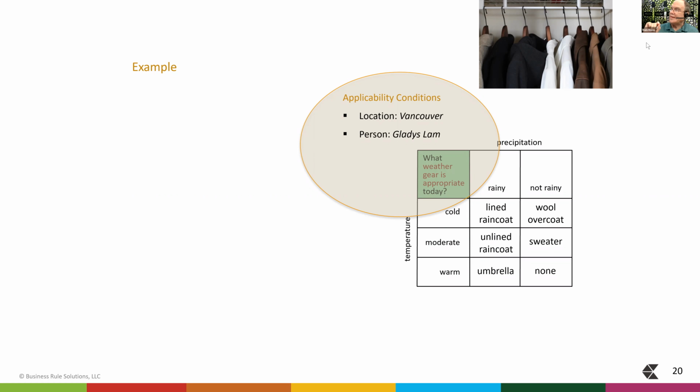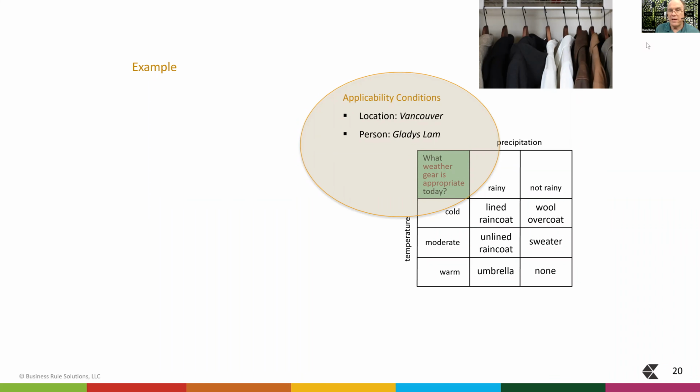So I have what weather gear is appropriate today, not what coat should she wear. But now I've also declared, in an association with the decision table, where does it apply? Applicability conditions: the location is strictly Vancouver, not any other city. Person is Gladys. And if we wanted to expand the scope to other cities and other people, the decision table could become very complicated. But let's leave that aside for the moment.